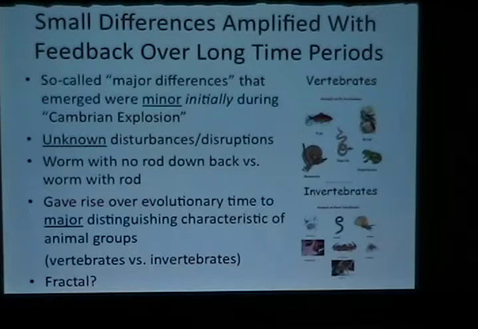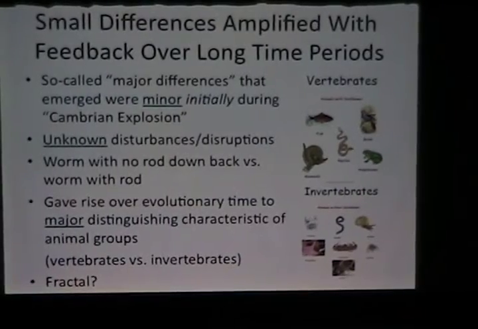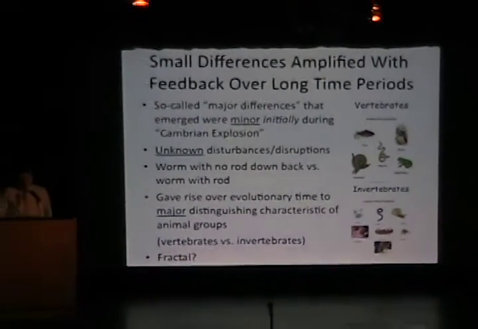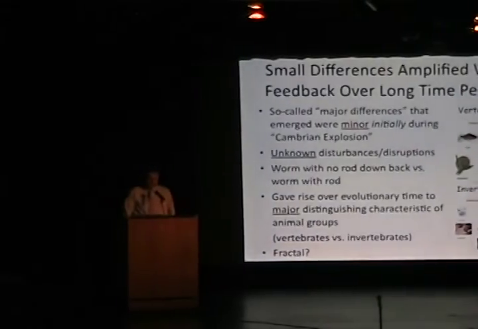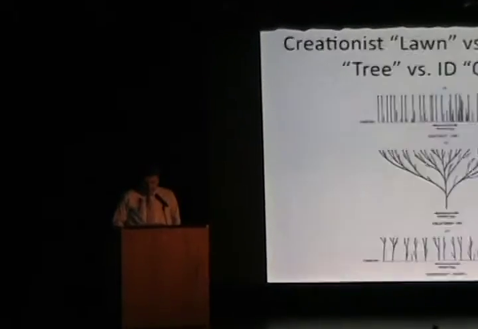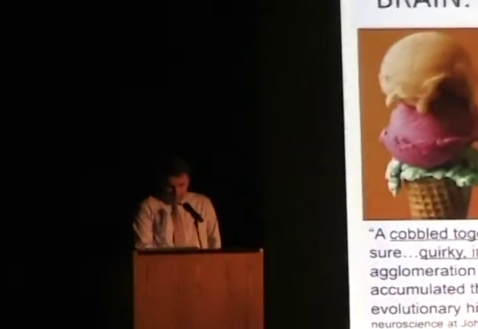The so-called major differences that we see emerged initially as minor differences. There may have been some unknown disturbances or disruptions that disrupted the stability of the system, wherever that was located, that led to a very minor difference: a worm with no rod down the back versus a worm with a rod down the back. Then over evolutionary time, that gave rise to the major distinguishing characteristics of the animal groups, the vertebrates and the invertebrates.